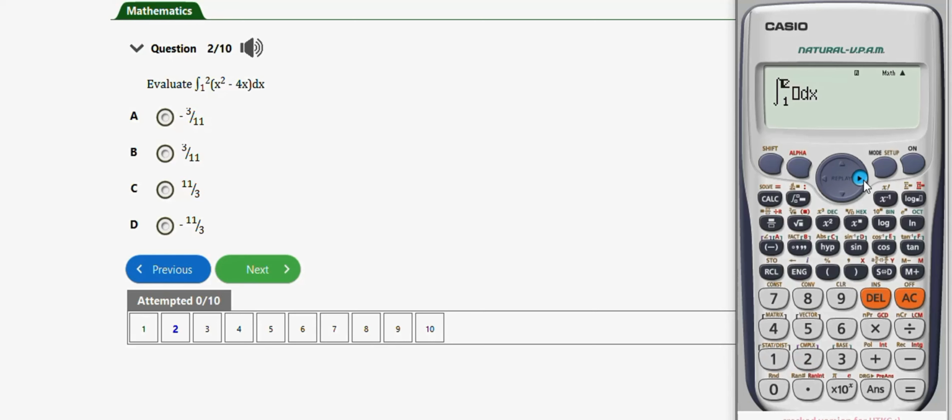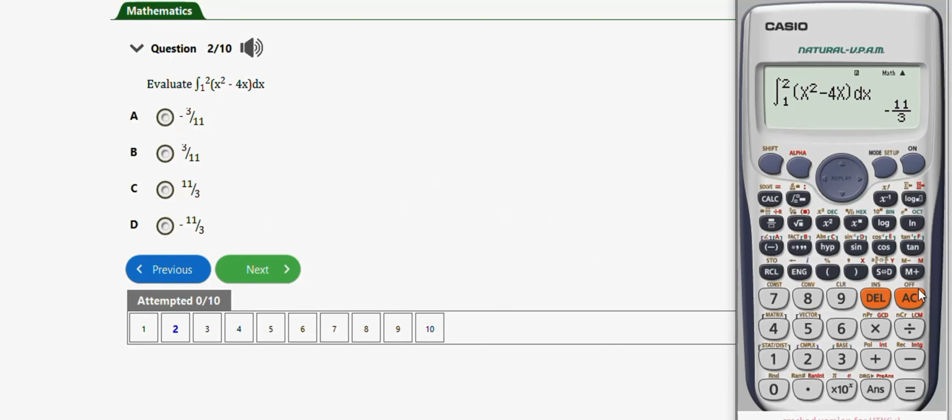Come to the center box, open bracket. We have x squared minus 4x. Close the bracket, and we are good to go. Let's press equal to see the output. We have it to be minus 11 over 3. So it's very straightforward. The answer is option D, minus 11 over 3.